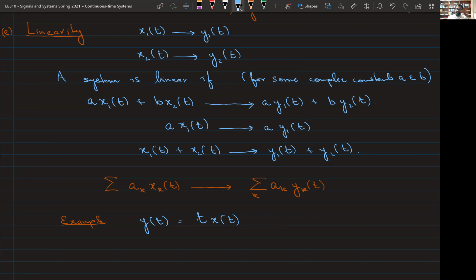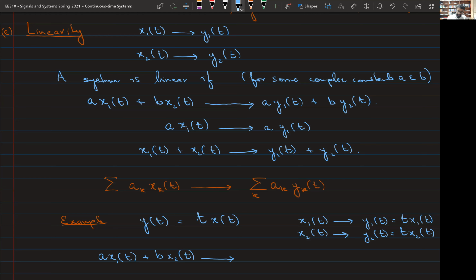In order to check whether this is linear or not, all I'll do is say that the corresponding output of x1 of t is y1 of t, which is equal to t times x1 of t, and x2 of t results in an output y2 of t equals t times x2 of t. Just the input multiplied by time t. Now what if I take a times x1 of t plus b times x2 of t as the input?